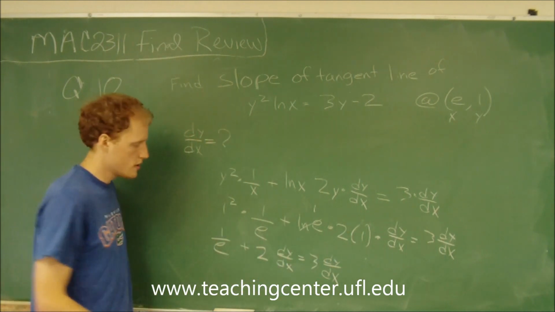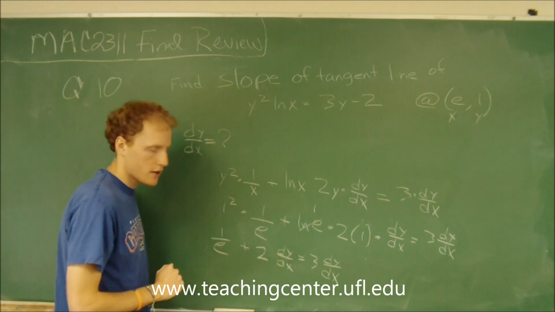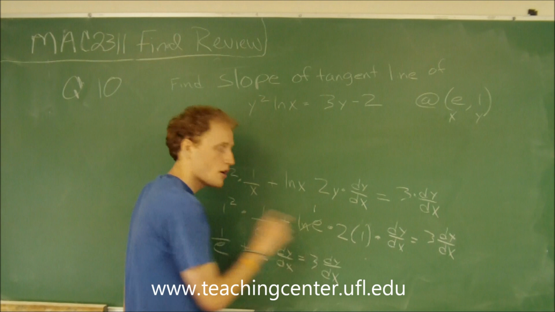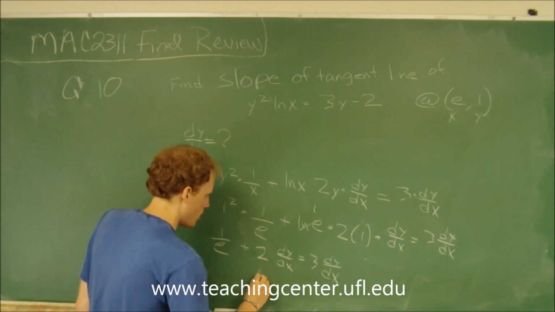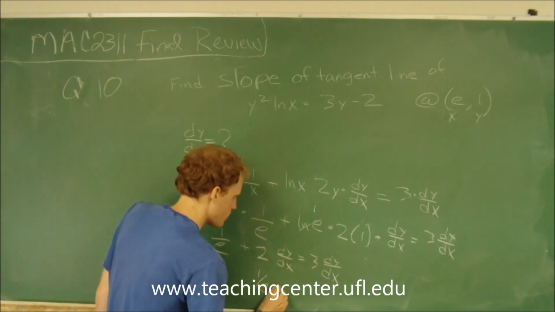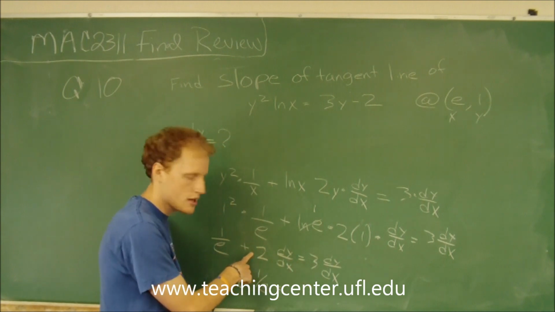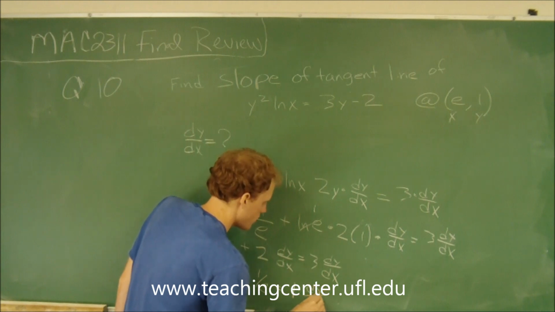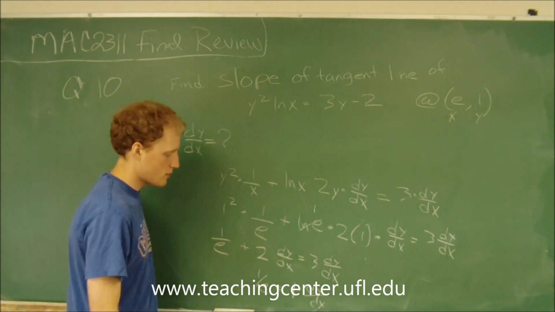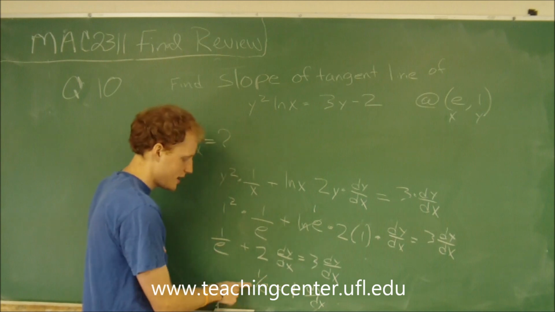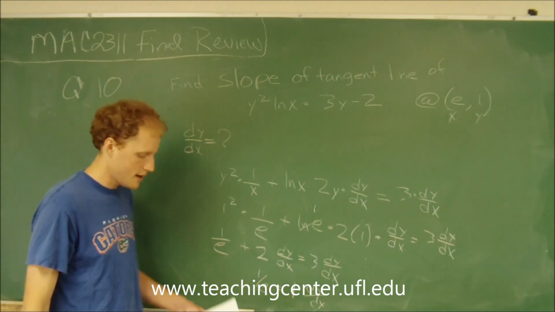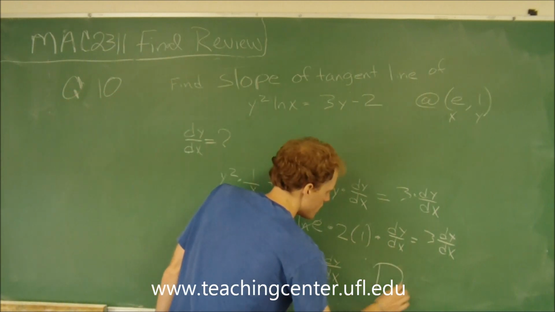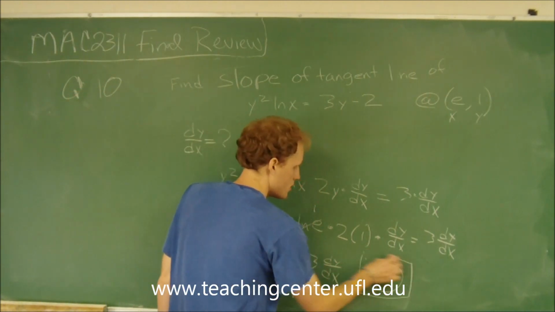So we want to collect all the dy over dx terms. Let's move the 2 dy over dx over, and we're going to get 1 over e equals 3 minus 2, which is 1. So it's 1 times dy over dx. So we see that dy over dx equals 1 over e. And that is d.